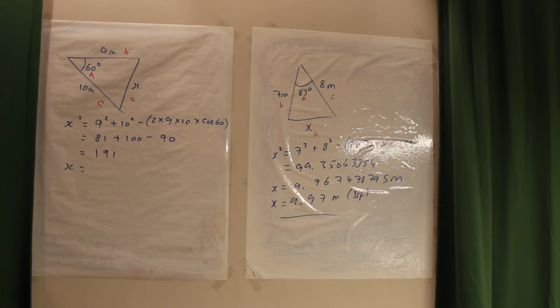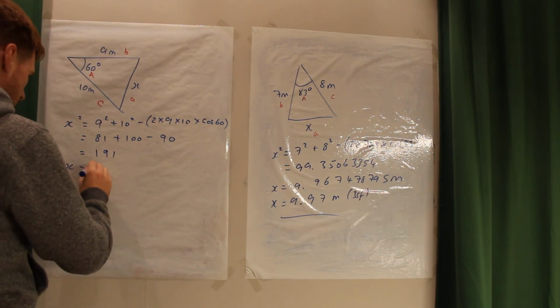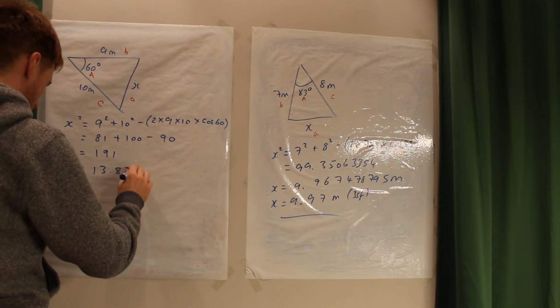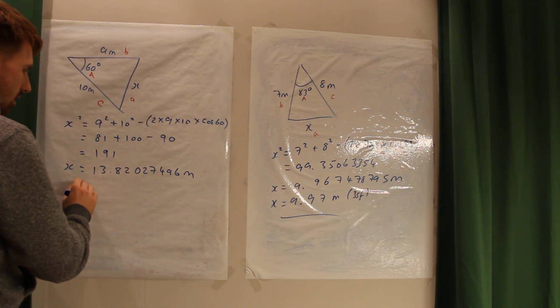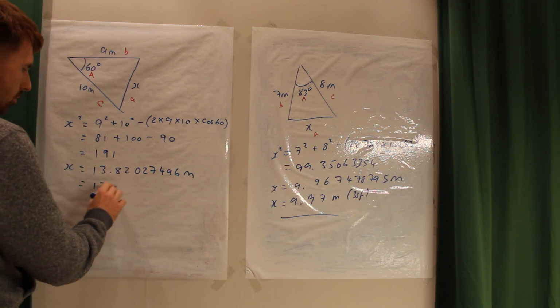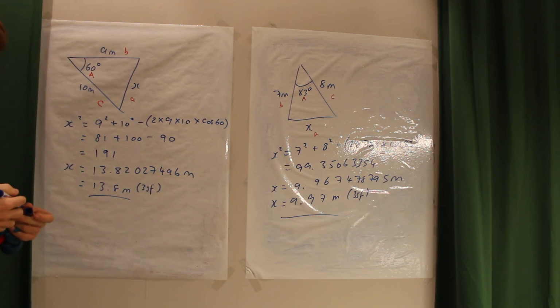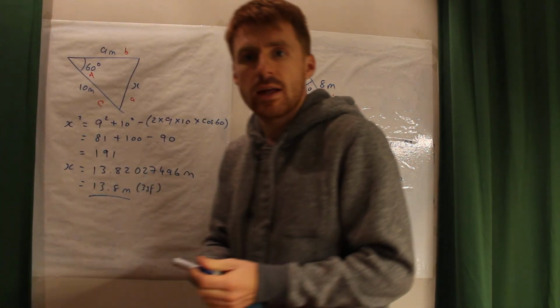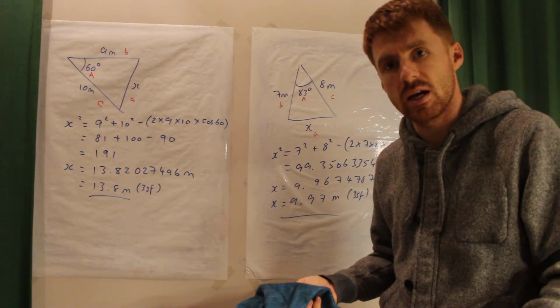13 points, I'll just drop my calculator, there we go, 13.82027496 units, metres, and therefore we are looking at 13.8 metres to 3 significant figures. And there we have it. So that's how we use the cosine rule to find a missing side.